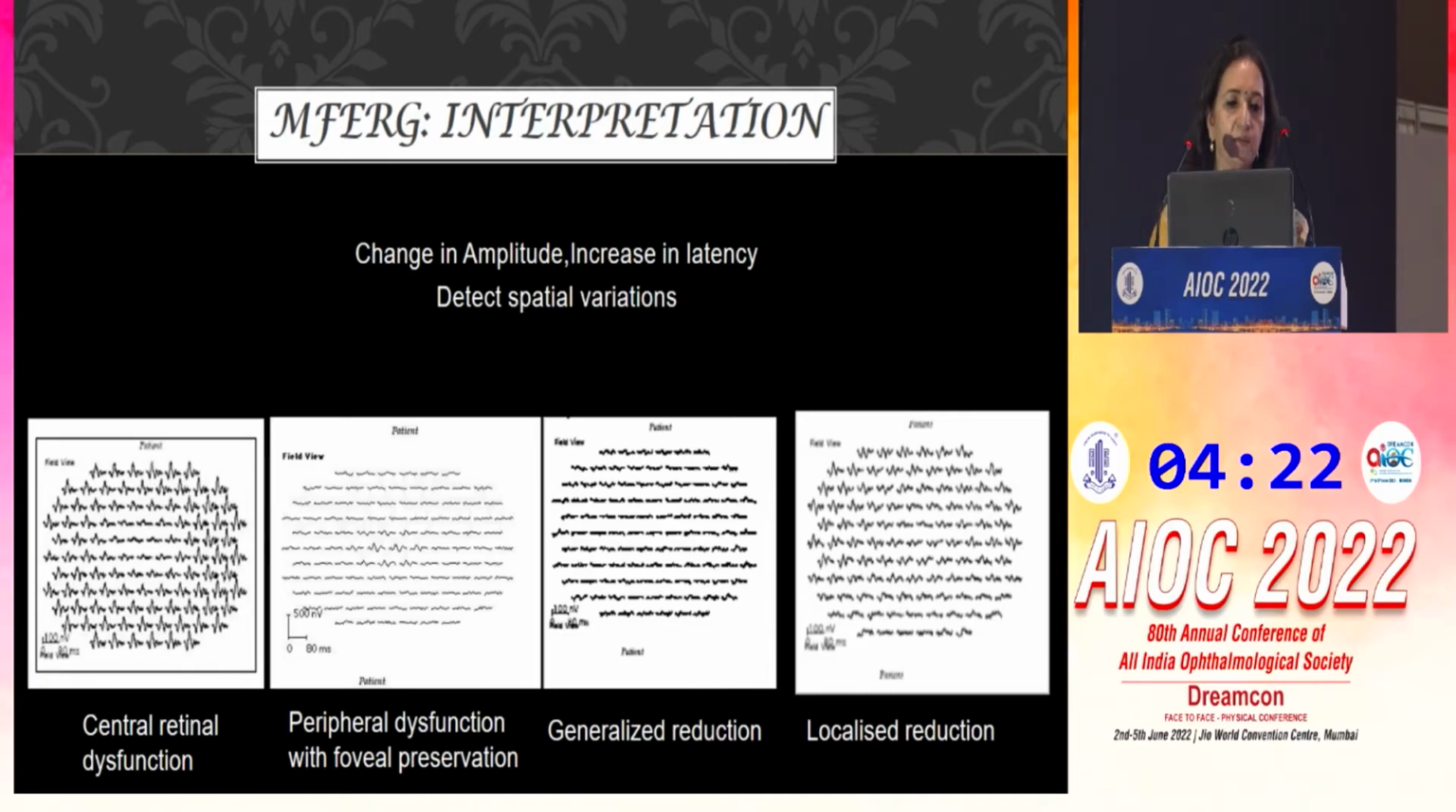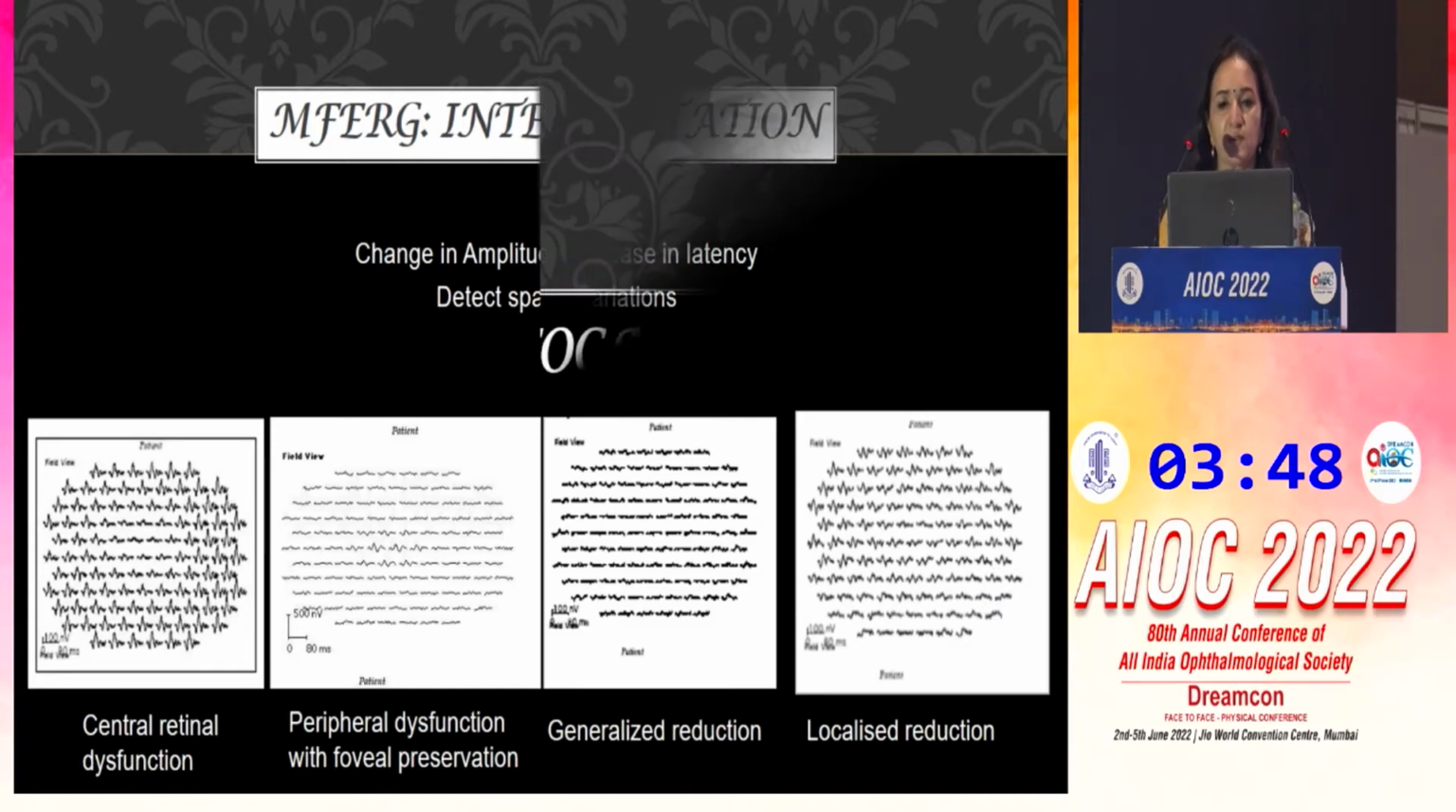Now on the left-hand side, you can see this is central retina, which is affected, because the central waveforms are more affected as compared to peripheral. If you look at the second one, very little central response is present and the peripheral is extinguished, which can happen in patients with RP. And the third is the generalized reduction, where all central and peripheral responses are gone. Localized reduction, you can see the inferior area is gone, superior is present, so it gives you the distribution. This kind of thing can happen in cases of vein occlusion, the branch retinal vein occlusion.